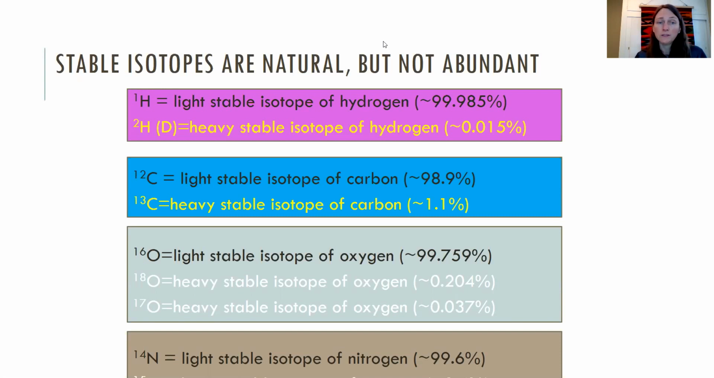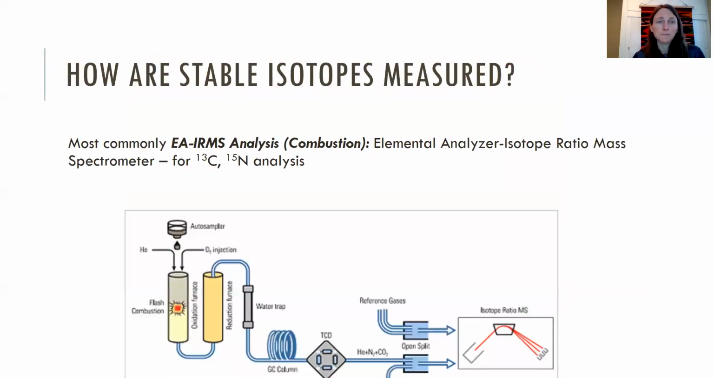Oxygen has a few different isotopes. The normal kind of light, abundant isotope is oxygen-16. 99.7% of oxygen on Earth is this form, but there are 2 stable isotopes of oxygen, oxygen-18 and oxygen-17. Oxygen-18 is more common, about 0.2%. And then nitrogen, the normal light isotope of nitrogen is nitrogen-14, but nitrogen-15 makes up about 0.4% of the nitrogen on Earth. So these stable isotopes are natural. There's nothing wrong with them. They're not harmful, but they're not very abundant.